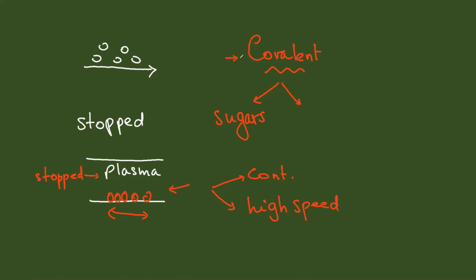Covalent compounds, I have two types. One type of them can dissolve like the sugars, another type cannot dissolve like the starch. So this is the first property of water, that it is a universal solvent. It dissolves most of the inorganic compounds or the ionic compounds, and it dissolves some of the covalent compounds.